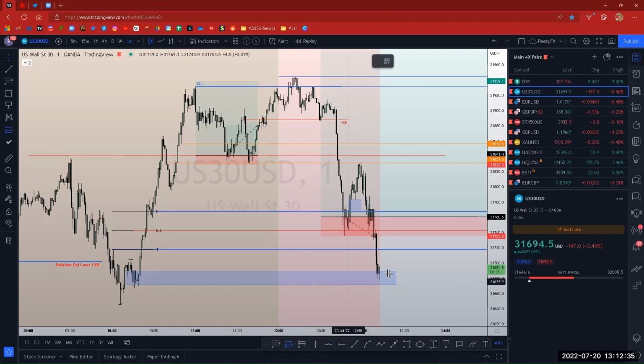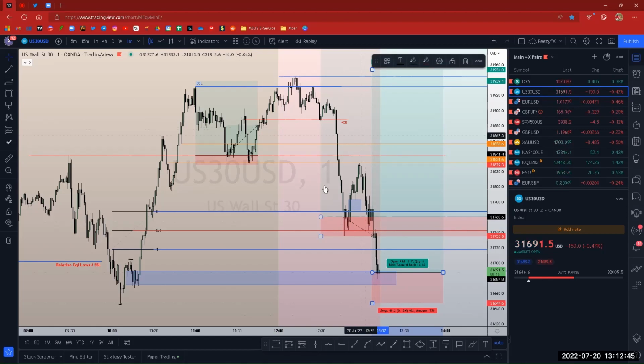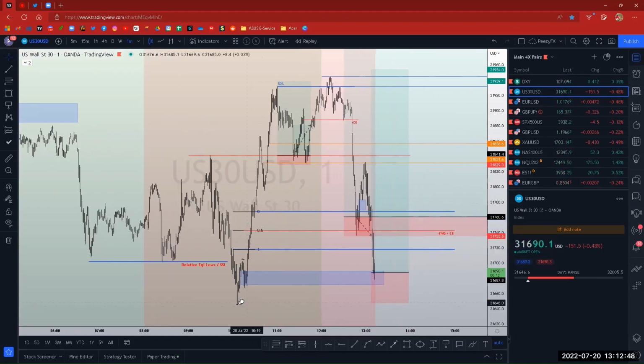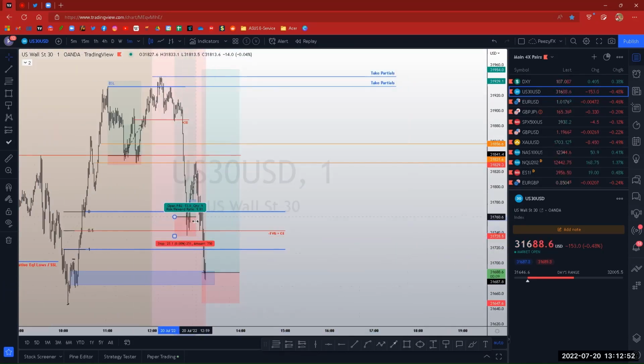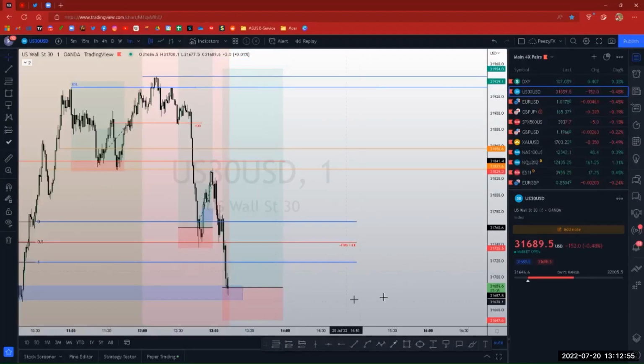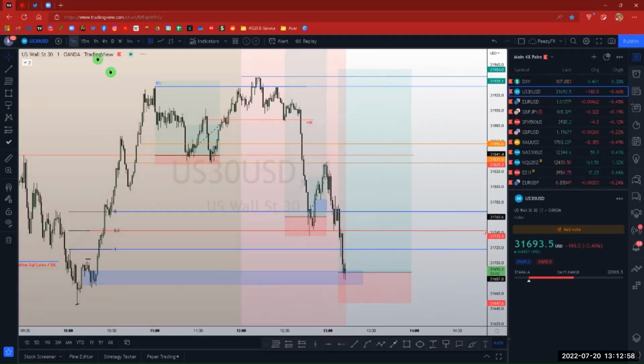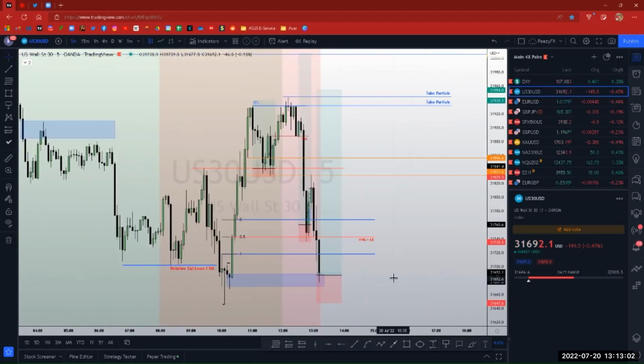Like the risk is this right here. This is my risk. Stop below that low, and I'm trying to target up here. So the risk is okay, in my opinion. It's not a huge stop loss at all. And it could very well work.